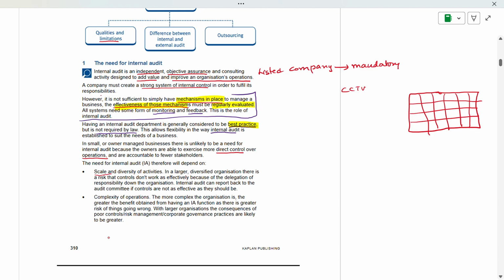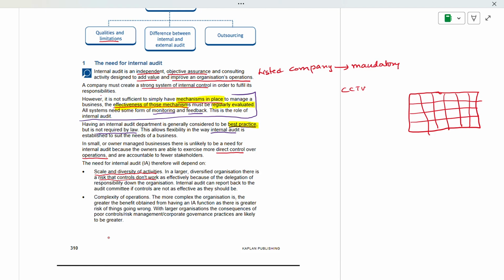You have a very big organization. Forget about big, remove the word big. You have an organization. In any organization, you should have some controls. Otherwise, there is a risk that controls don't work. We should say what will happen in large organizations if you don't have anything, people will do as they please. We have covered cash deposit.